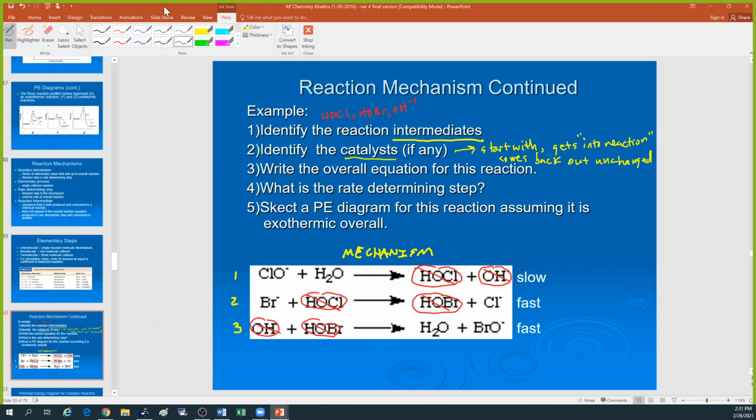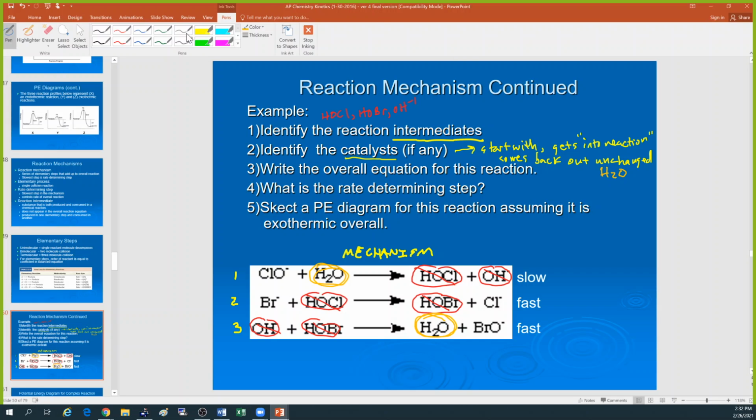That's exactly what we see happening with the water here. We're starting with water, and it's obviously reacting, changing, but it's coming back as water. That's a catalyst. So in this case, water was a catalyst. Yes, water can be a catalyst.